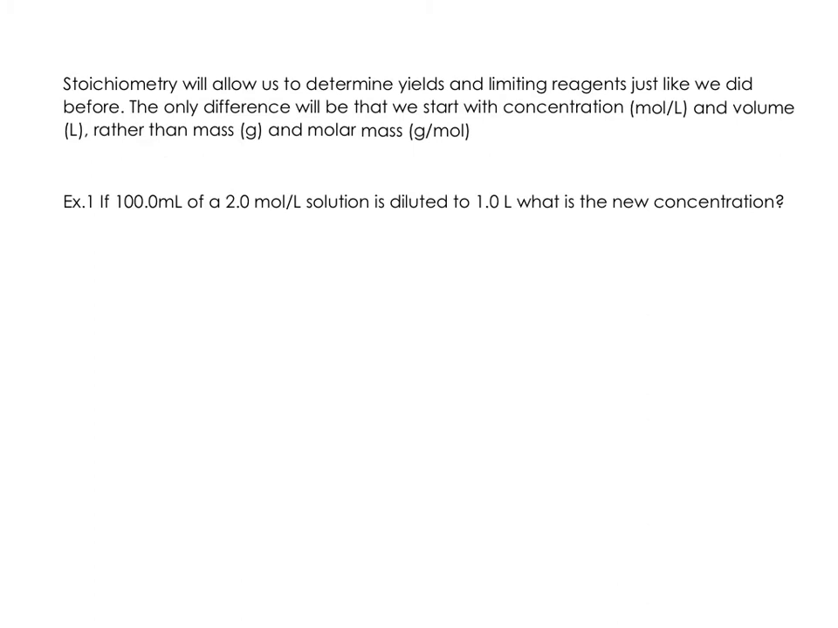So stoichiometry will allow us to determine yields and limiting reagents just like we did before with gravimetric analysis. The only difference will be that we start with concentration and volume rather than mass and molar mass. So we're going to do a couple of examples. The first two aren't reactions, but they're basic review. If 100 milliliters of a 2 mole per liter solution is diluted to 1 liter, what is the new concentration?